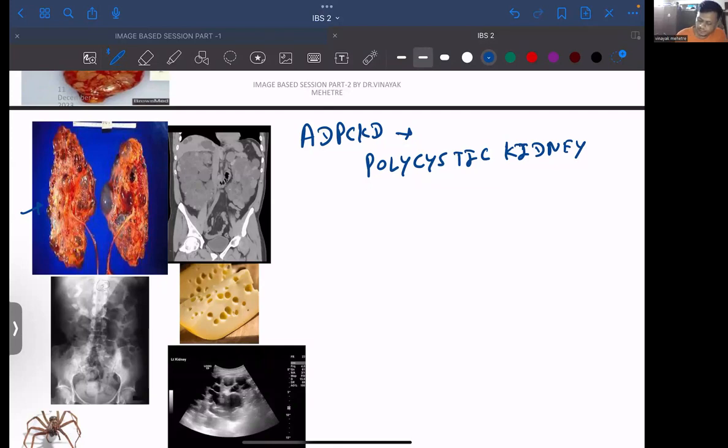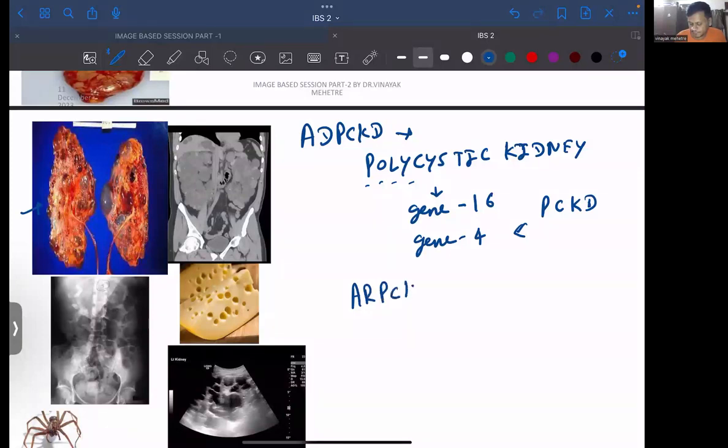Calculate the alphabet of polycystic kidney. It is going to be, पढ़ लेना. It is 16, right? And gene number 4, PCKD, right? Calculate the alphabets of PCKD, gene number 4. Then comes autosomal recessive PCKD.